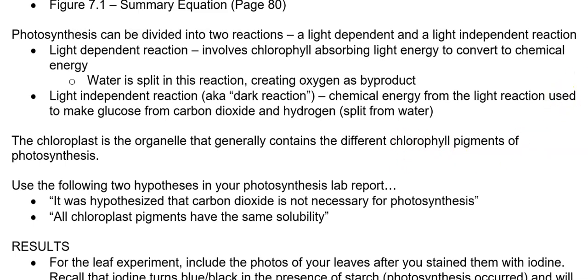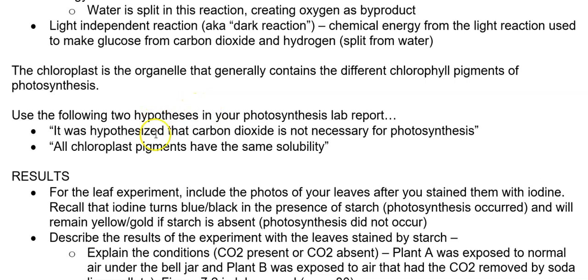And we also saw that the lab manual gave us the two hypotheses that we're using in our photosynthesis lab report, because we essentially completed two experiments in that. So we'll have two hypotheses, and we'll approach the lab report as two separate experiments rolled into one. The first hypothesis was that carbon dioxide is not necessary for photosynthesis, so you can use that one word for word. You can just remove the quotations there. The second hypothesis we're going to test is that all chloroplast pigments have the same solubility. And again, you can use that word for word and remove the quotations there.